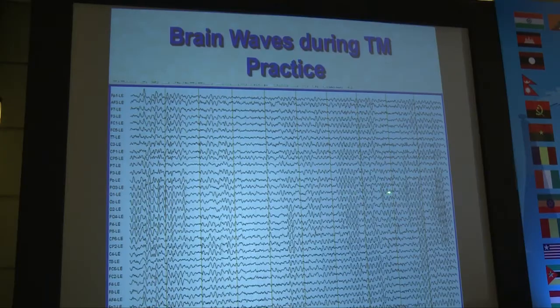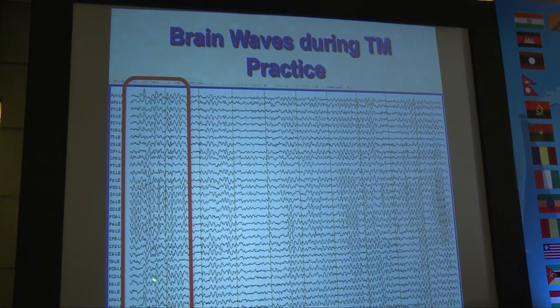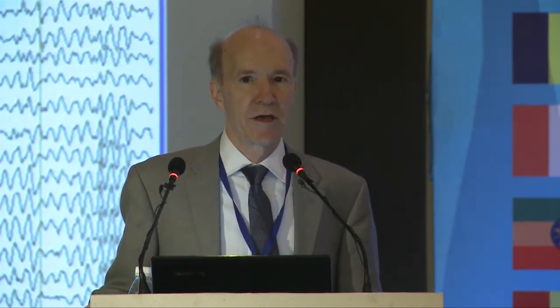Time is going this way. Each column is a second. Each line is a different point on the brain. And notice the movement of these lines here. You notice they're going up and down. If we count them, we'll find they're going up and down 10 times per second. This is the brain signature of yoga. It's the brain signature of the state of least excitation of the mind.